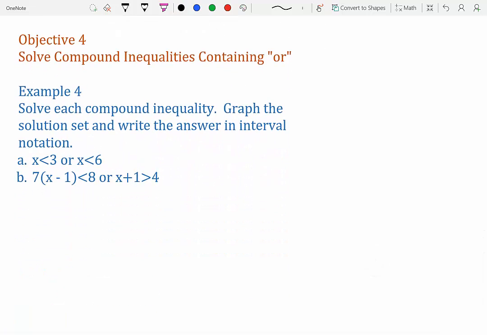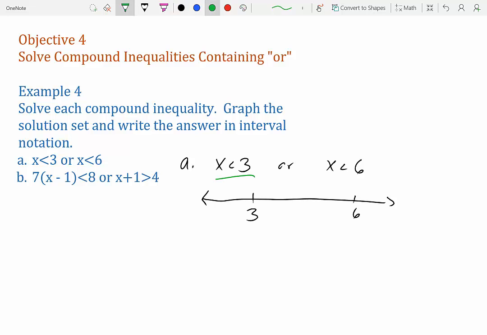Alright, objective 4. Solve compound inequalities containing OR. Alright, so A. We have x is less than 3 or x is less than 6. Let's graph this. 6 and 3. So for less than, it's saying that it's going to the left. Same thing. It's going to the left.